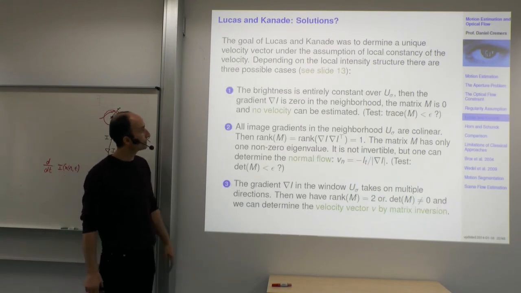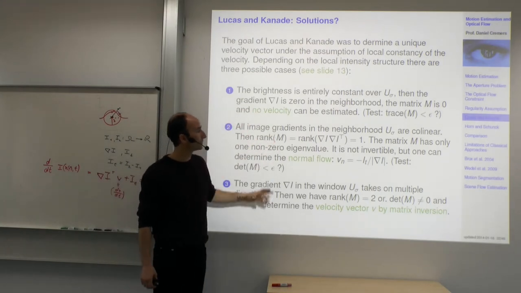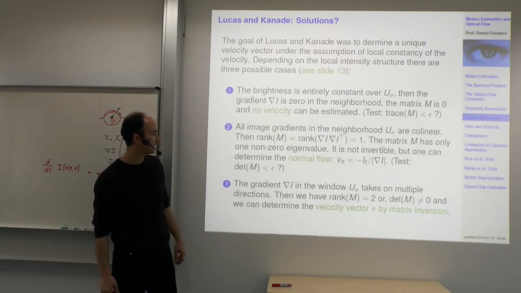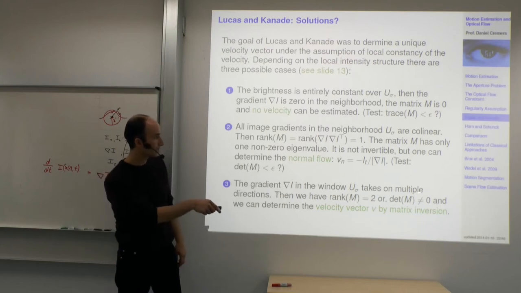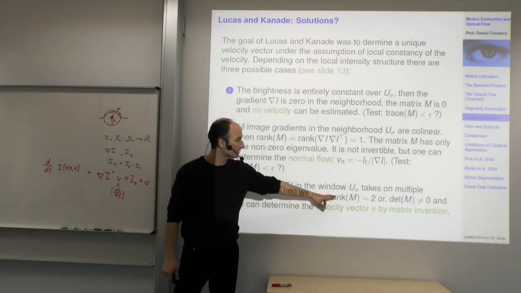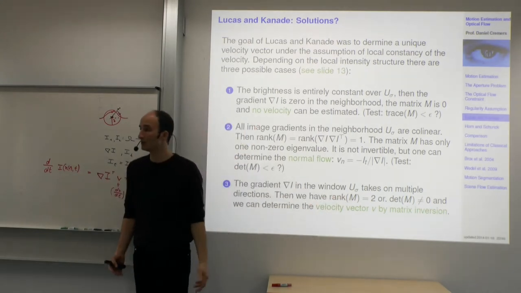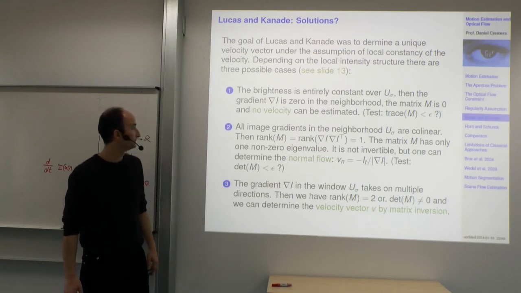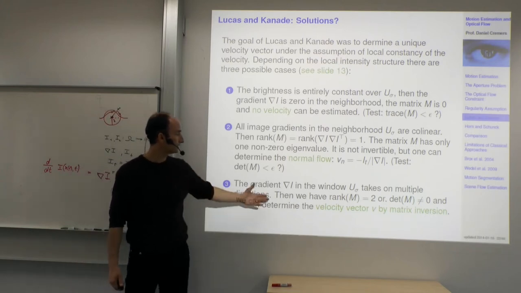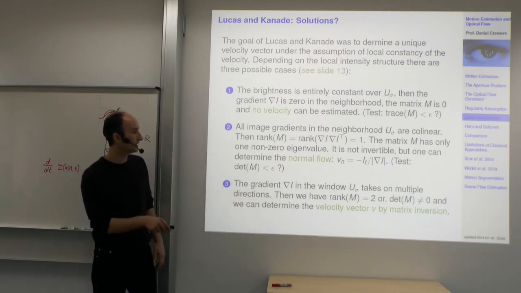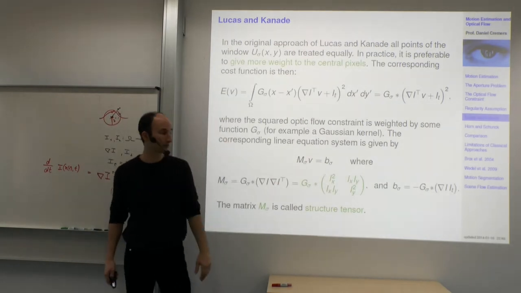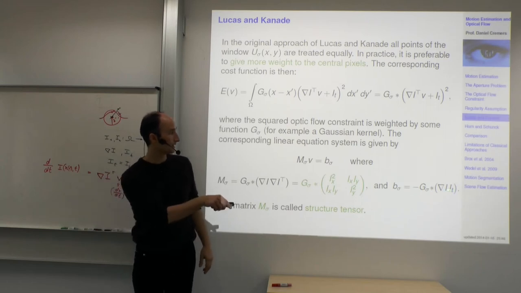And that leads us to the three possible scenarios that we can have in this setting. And one is indeed that the determinant is non-zero. That would be case three. That means the 2x2 matrix has two eigenvalues, has rank 2. And that means we can invert it and compute the velocity vector v. And so v would just be M to the minus 1 applied to that vector b. And b is this vector here.